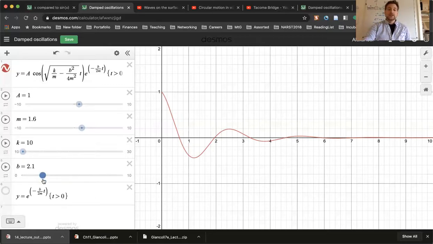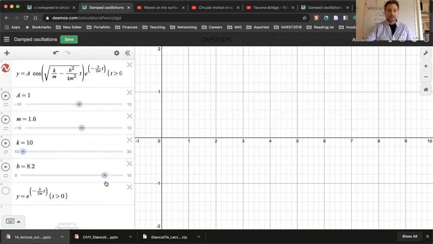What if we overdamp? What if we damp, D-A-M-P? What if there's too much damping? And, what happened to the graph?